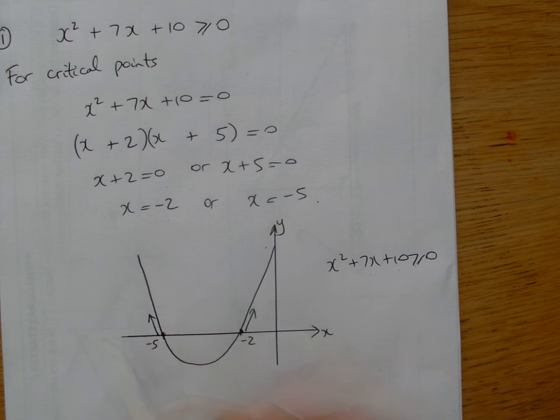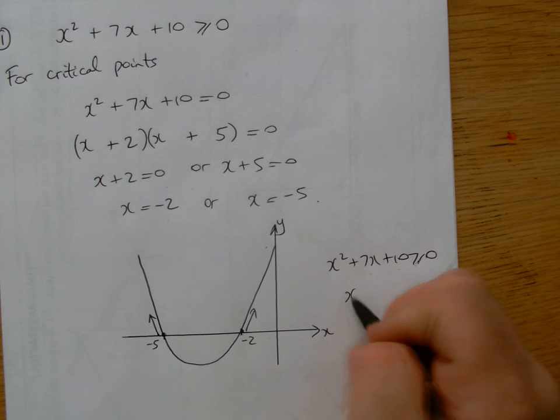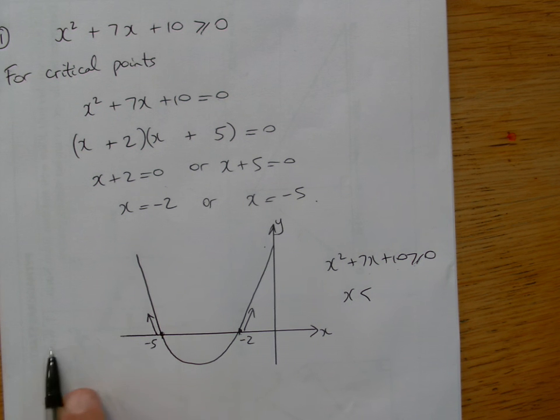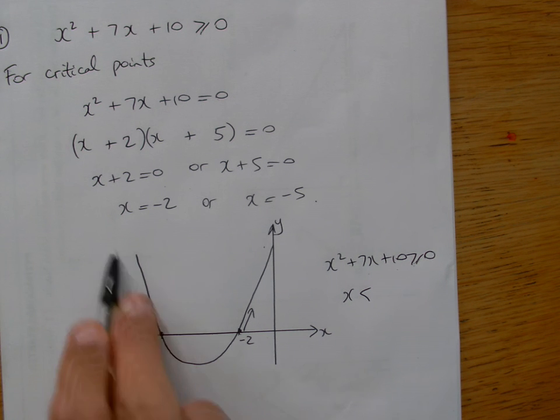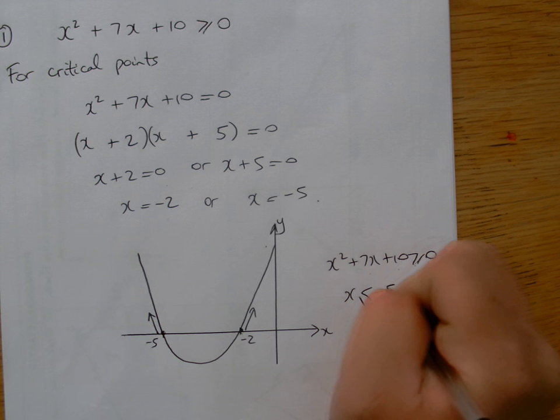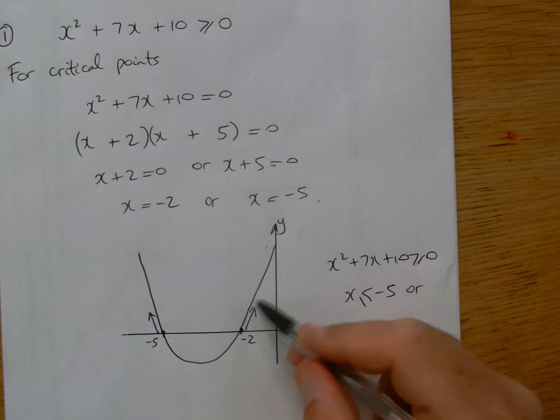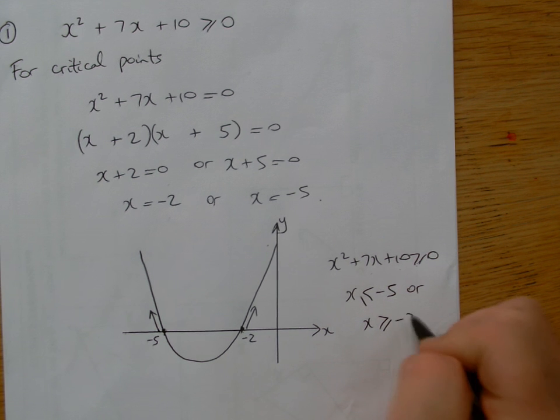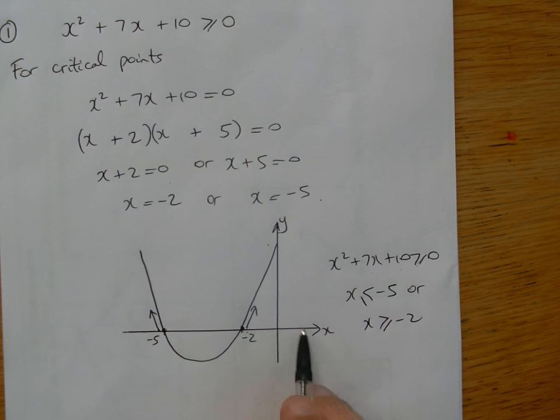So you can see I've got two regions. Either x is going to be less than or equal to minus 5, so all of these x values here will give me values on the curve which are positive. Or we can be in this region here, where x is greater than or equal to minus 2. So if x is above minus 2, then the graph is positive also.